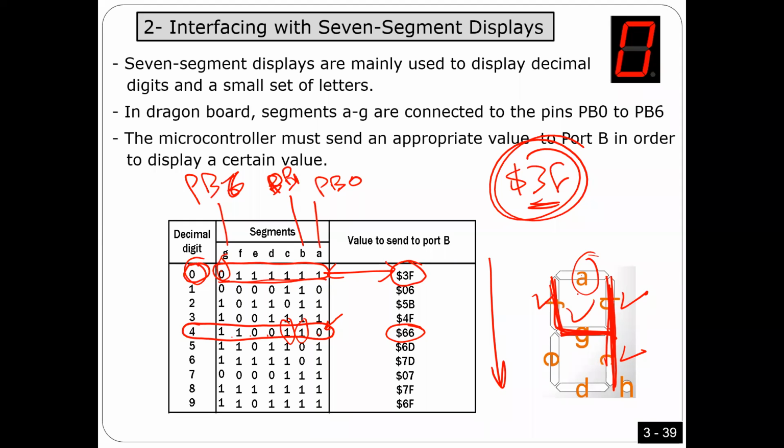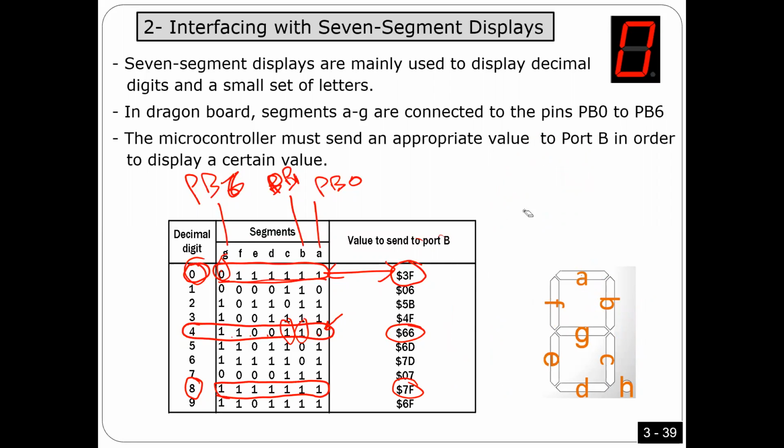Any questions, guys? By the same way, I'm not going to teach all of them for sure. You can make the other numbers the same way. For example, 8 is a very easy case. For 8, I'm going to turn all of them on, which should be 7F. Now I'm going to come to programming. If I want to display a number, what should I do? Very easy. All you have to do is get the corresponding code for this number and send it to port B.